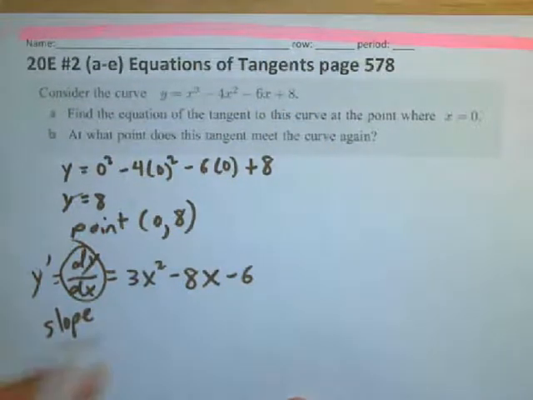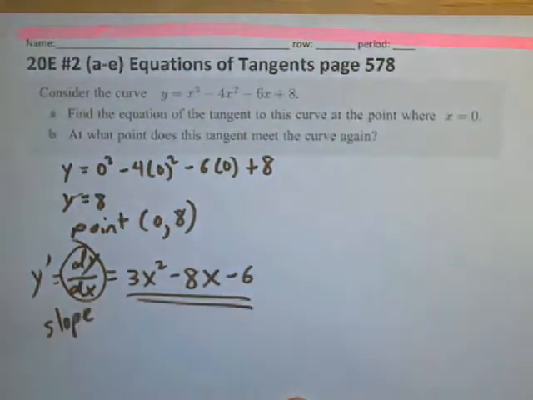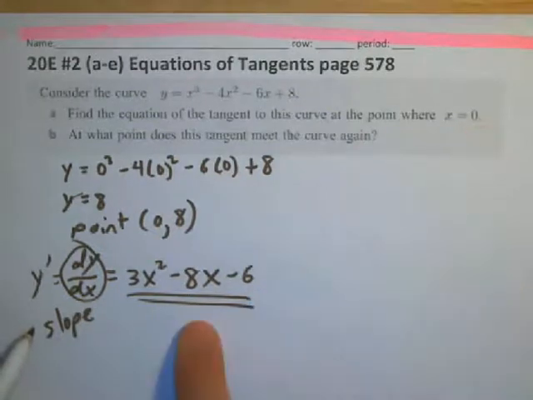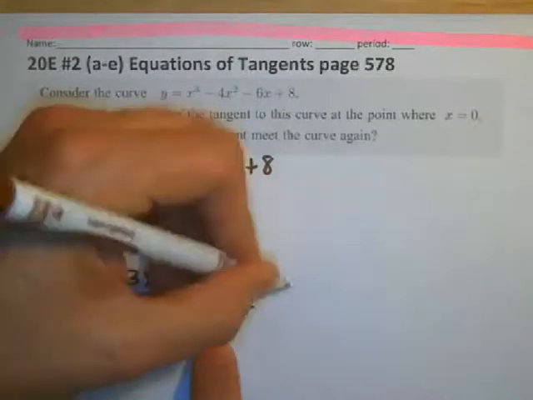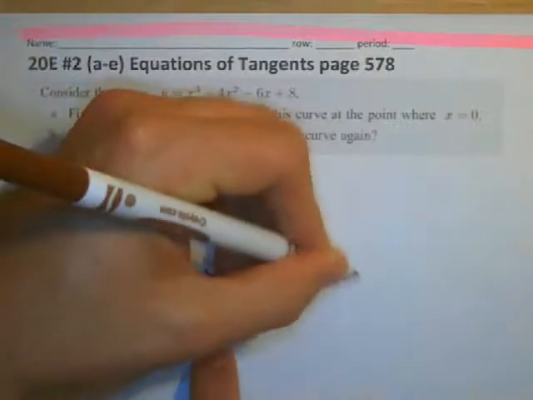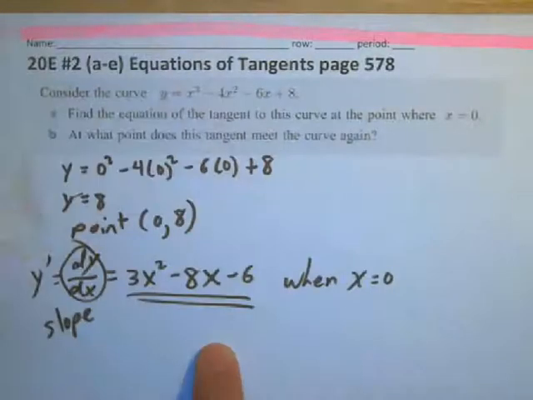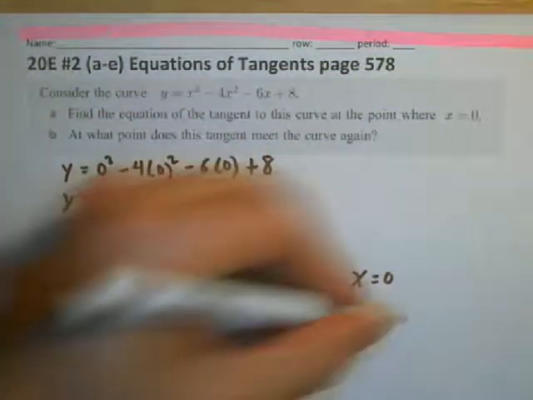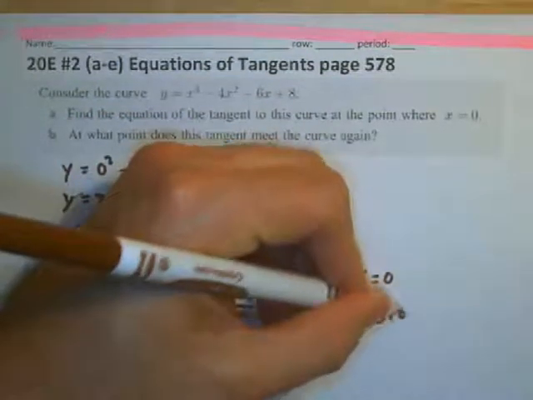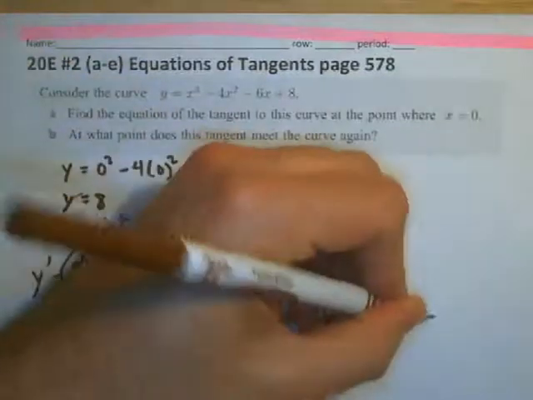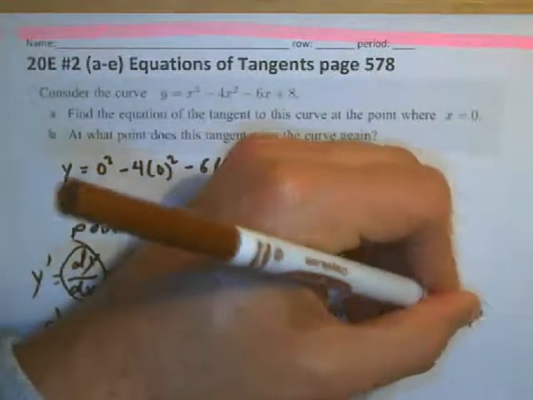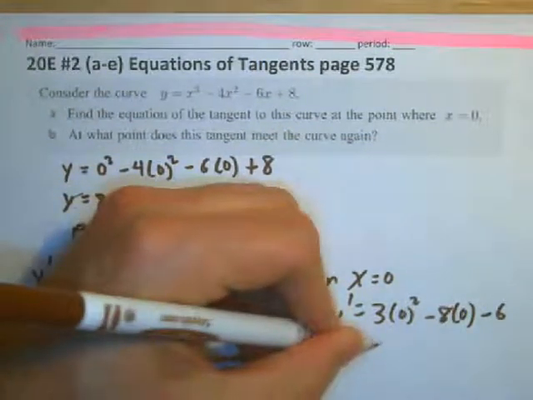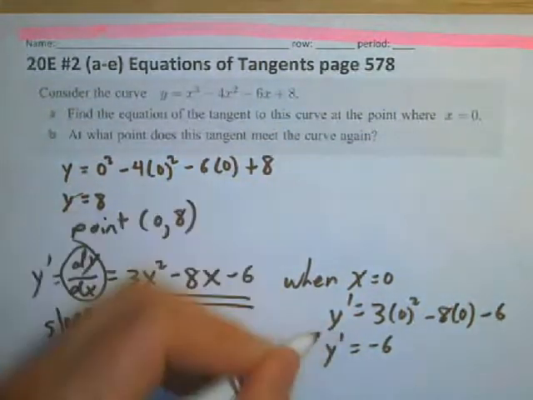So here is my derivative equation, and we're going to plug in 0 in place of x. When x equals 0, the derivative is equal to 3 times 0 squared minus 8 times 0 minus 6, which is equal to negative 6. Okay, so that's our slope.